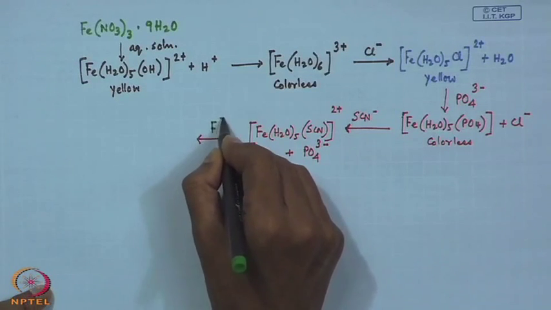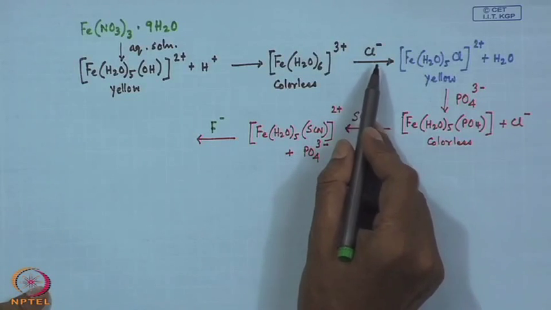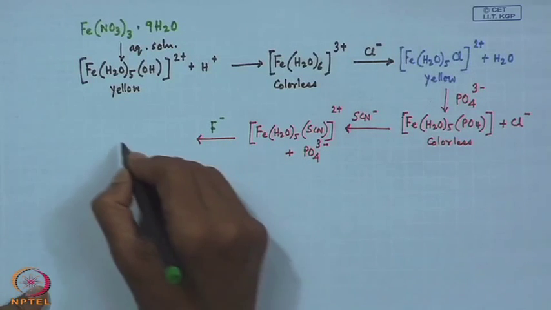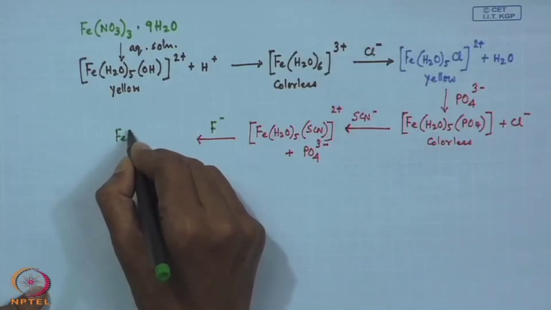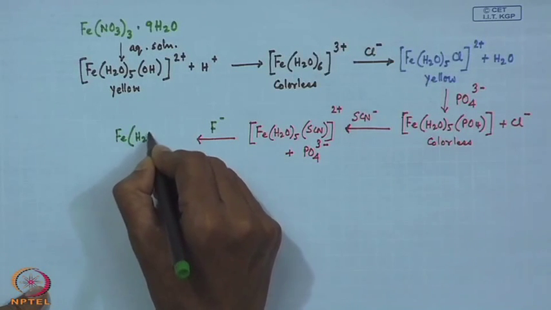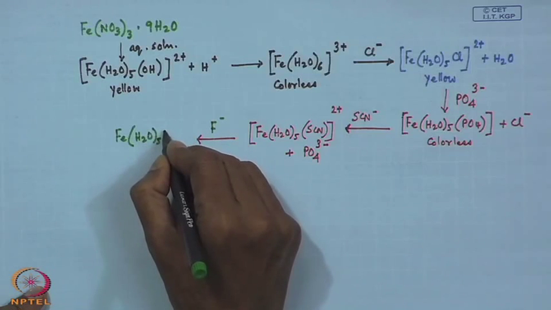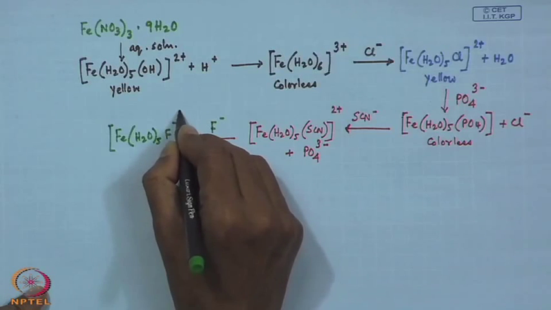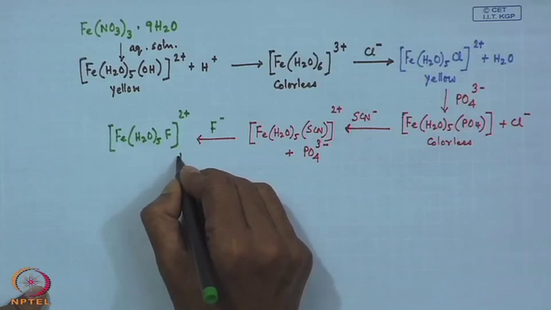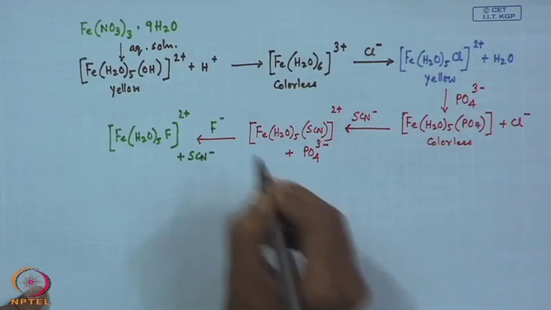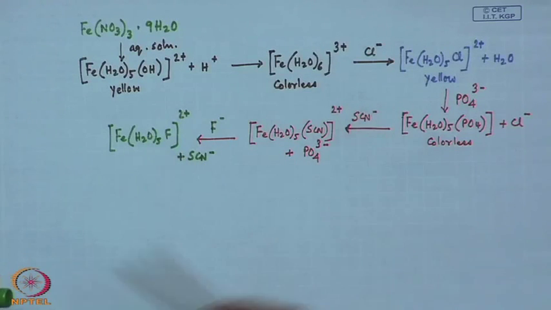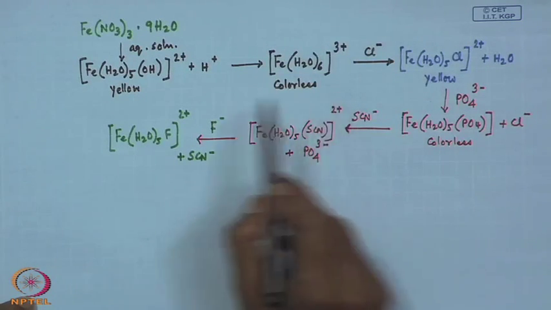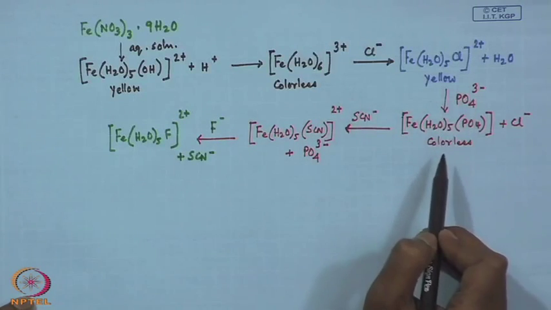And this can further react with fluoride anion, unlike the chloride anion, as it can have stronger binding affinity. So, you have [Fe(H2O)5F]2+ and SCN minus.